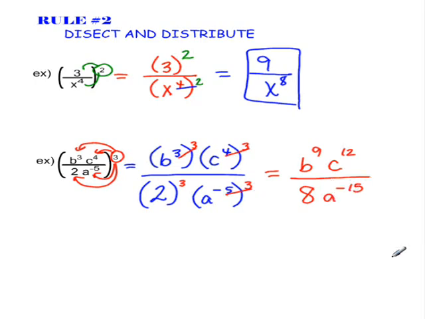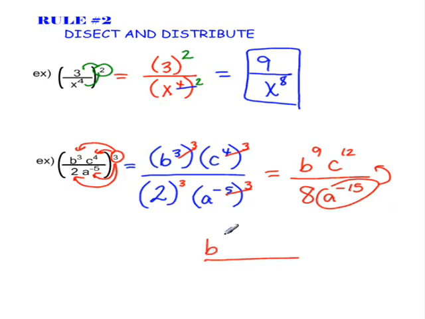So we've dissected and distributed that outermost power. Now let's make sure our answer is clean. And I'm noticing right now that I have a negative exponent. No good. It's bad. I've got to make it good. So we're going to move it and lose it. This whole thing has got to go up to the top. So I'll rewrite my answer right here.